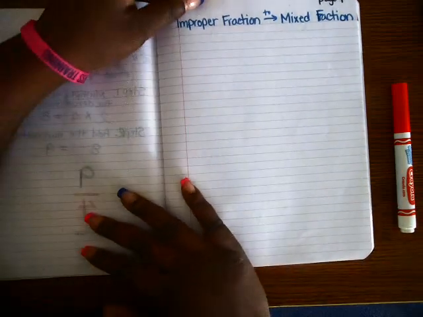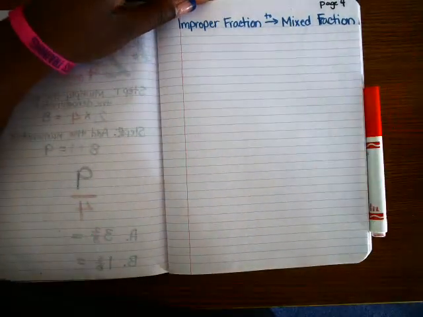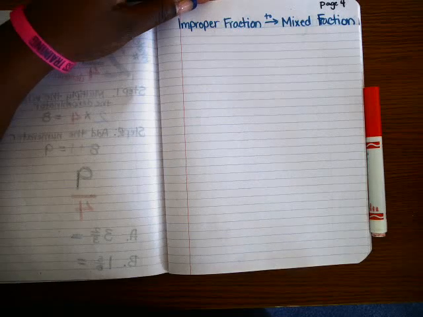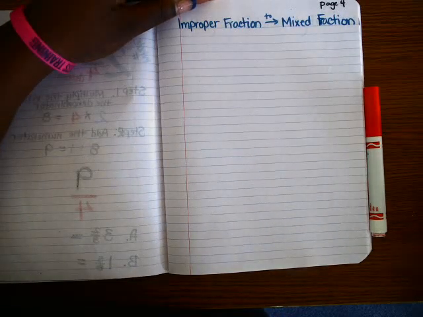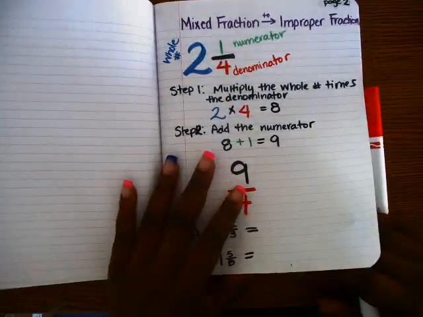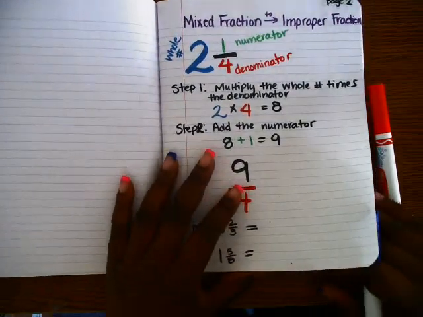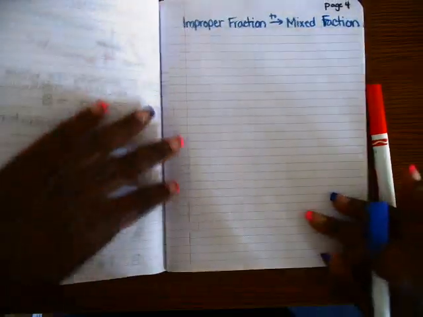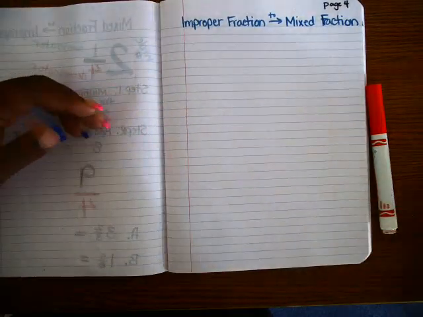Hello students. So I'm going to teach you how to go from an improper fraction to a mixed fraction. If you recall, the last page that we did was mixed to improper. So now we're going to go backwards, starting with the improper fraction.